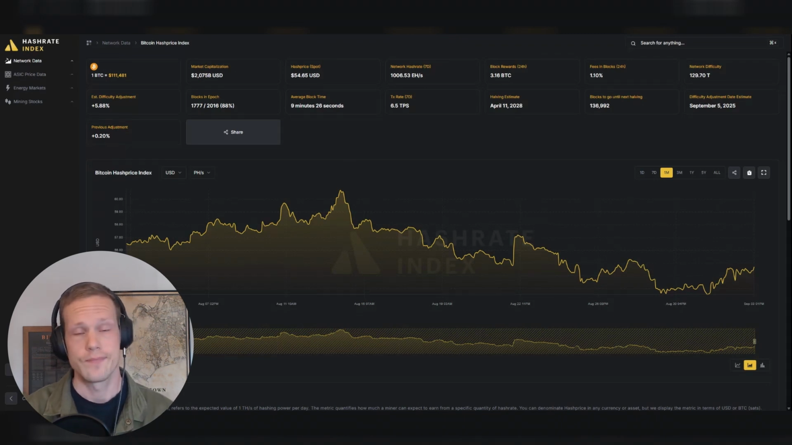What is Hashprice? Hashprice describes the value of the hash rate of any ASIC miner and is a key metric for every miner to look at. Hash price boils down to the revenue per unit of hash rate per day.